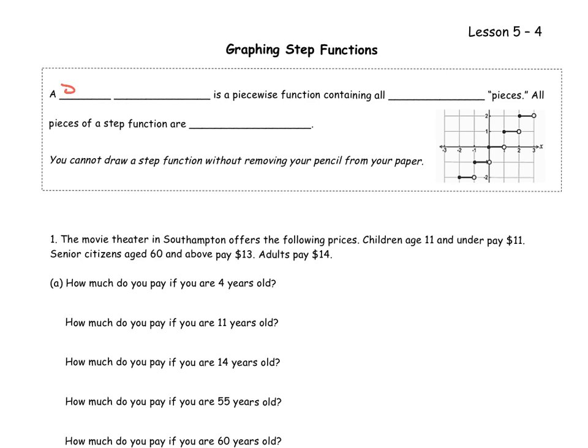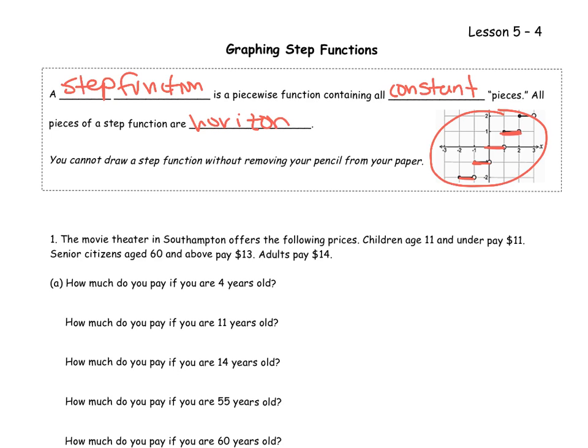So we have a step function, which is a piecewise function containing all constant pieces. If you look at this picture, these are all constant values. Notice that horizontal line. All pieces of a step function are horizontal. They're always going to be horizontal.